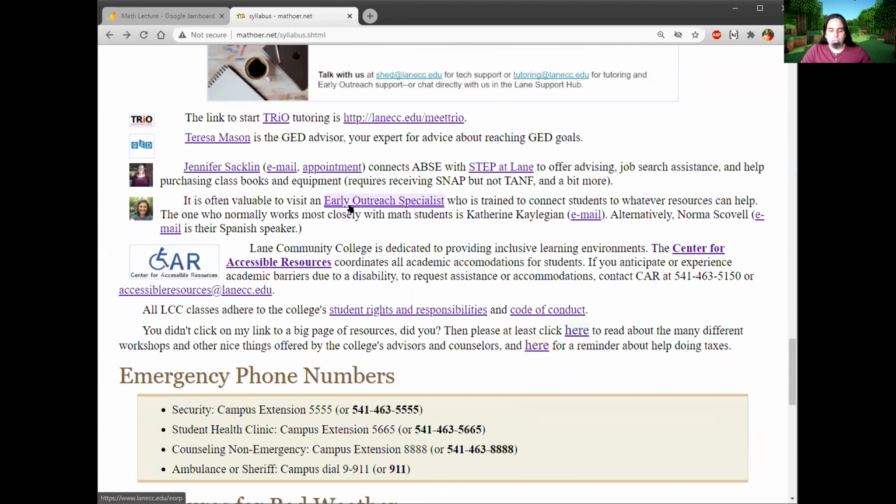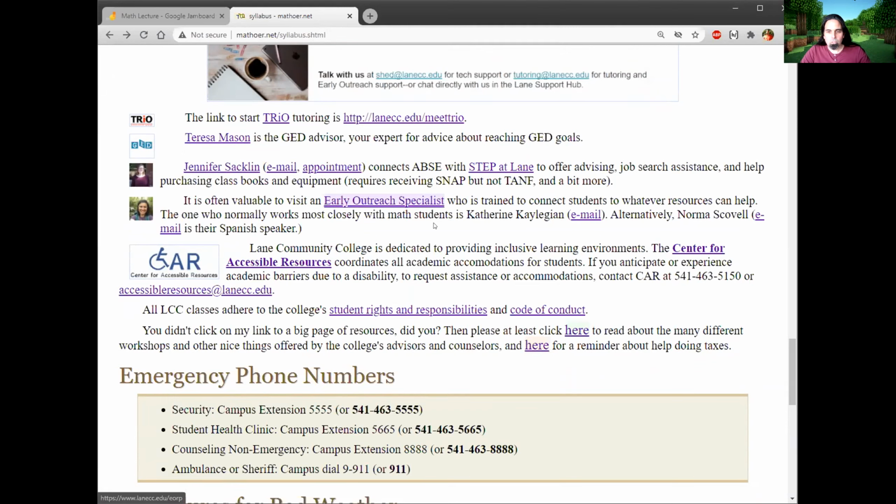So if you have an academic advisor, but you're just not a good match, something about them seems not the right person for you, or if you're not sure what resources there are, or there's some resource you've heard about but don't know how to start using it, then the early outreach specialists are like the person to go to get to everything else.